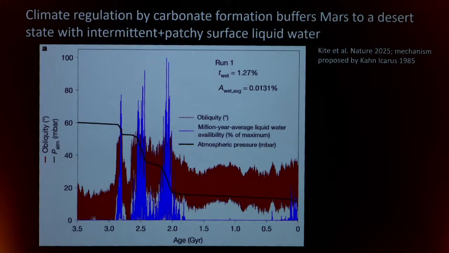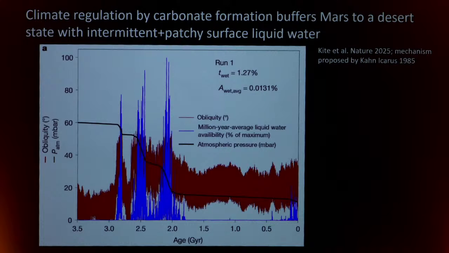So what you can see is that the black line drops in little pulses corresponding to spikes in liquid water availability. And what's pushing the system back into liquid water availability is rising solar luminosity. So the sun gets brighter by about 30% over the course of the simulation, which is enough to repeatedly nudge Mars towards conditions that allow some liquid water. But this is not a planet with oceans or seas. This is a planet with small amounts of liquid water availability in patchy oases.